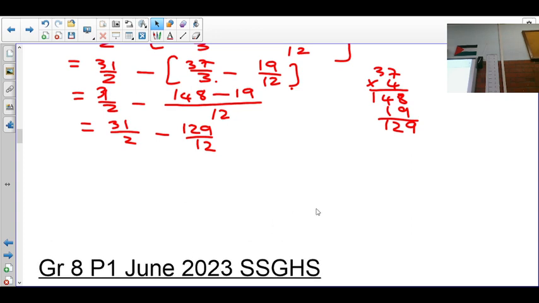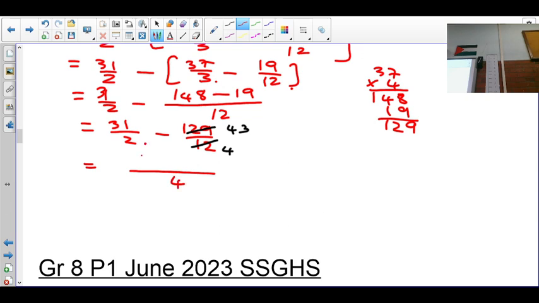3. 3 can simplify it. Otherwise, you could have gone and used the LCM to be 12 again. Okay? But I would simplify it to keep the sum small, or make it smaller. So 3 goes into 129 43 times, and 3 goes into 12 4 times. Is that correct? So what's my LCM now? 4. So I multiply by 2, so it's 62 minus 43. So 62 minus 43 is going to give you 19, so it's 19 over 4. Or you can write it as 4 and 3 over 4.